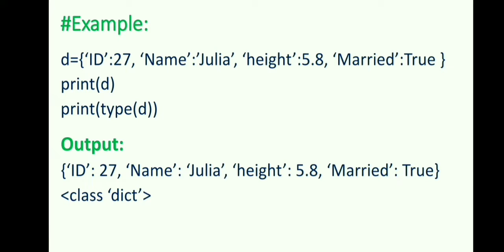In this example, the first print statement will display the whole dictionary. The next print statement will display the data type of object D, which is dict. Dictionaries are represented by the dict class in Python. So a dictionary is a collection of many values. We can access these values through their keys.